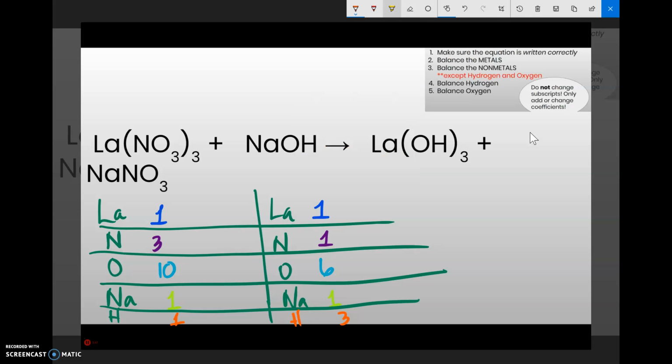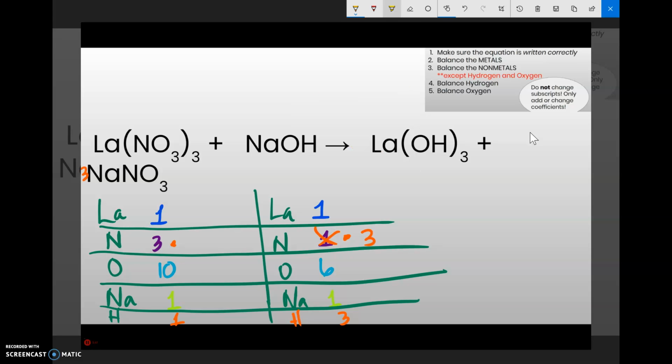Okay, so first of all, our La are 1 to 1, so we're fine with that one. Our nitrogens, we've got 3 on the reactant side, only 1 on this side. So let's go ahead over here and put a 3 in the front. Okay, because remember, all we can do is add coefficients, and coefficients always go on the left-hand side. So now we have 3 nitrogens on that side. Okay, but when we do this, it makes it so that we unbalance other things. So let's just keep going and see what happens.